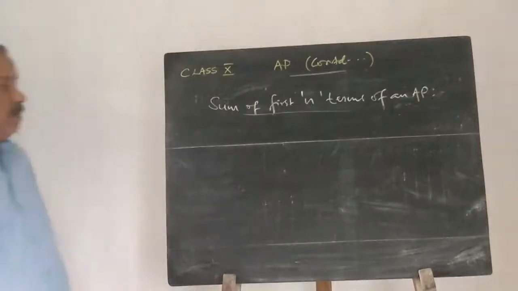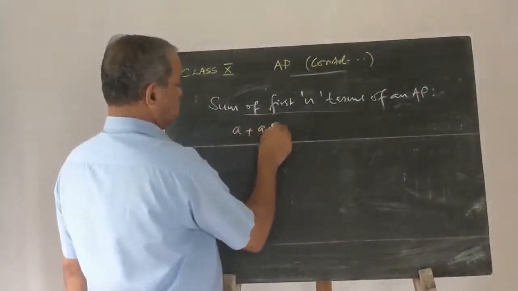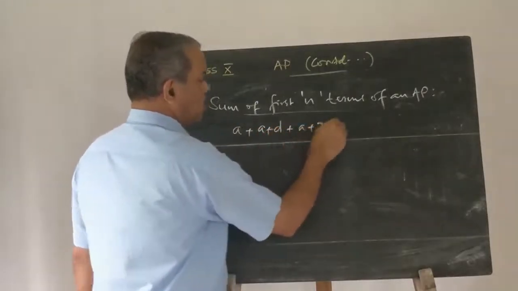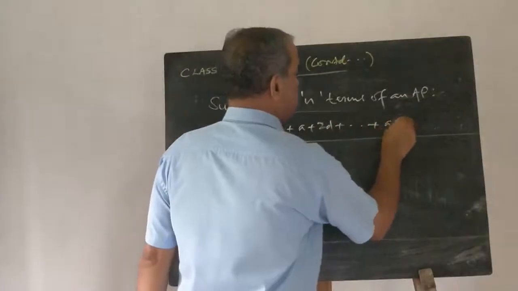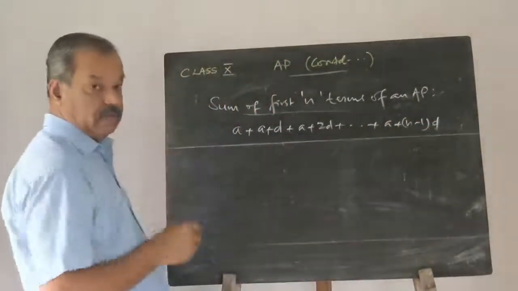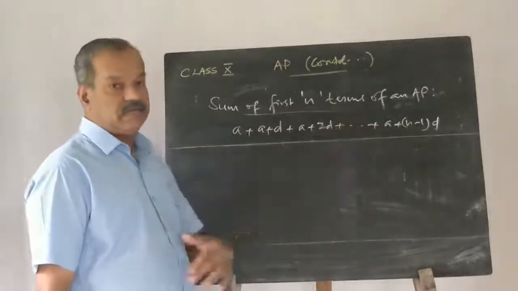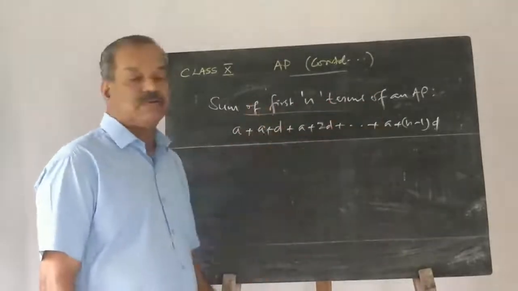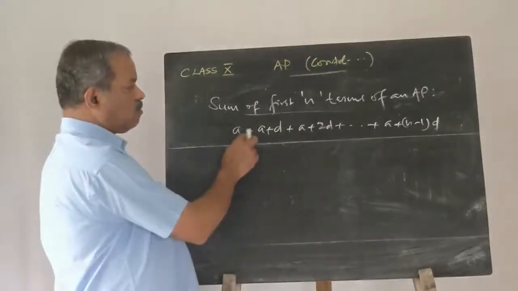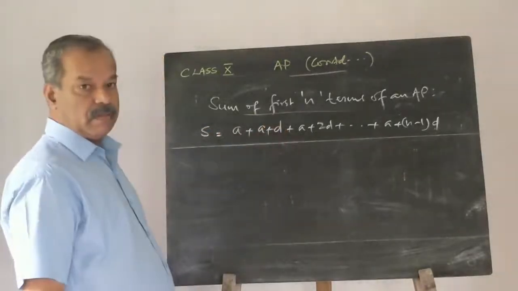Consider the general AP: a, a plus d, a plus 2d, etc., plus a plus n minus 1 into d. This is a finite AP. We are going to find the sum of a finite AP, for first n consecutive terms of an AP means finite AP. So to find the sum of this, let S equal to this.